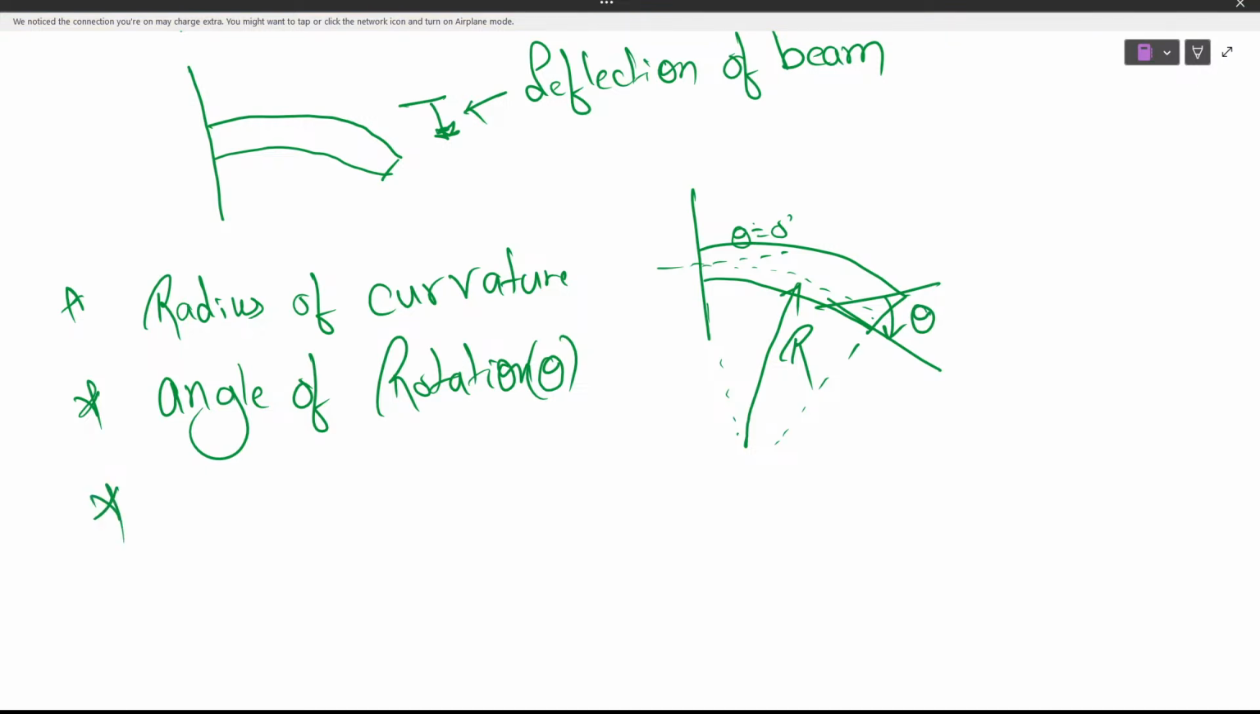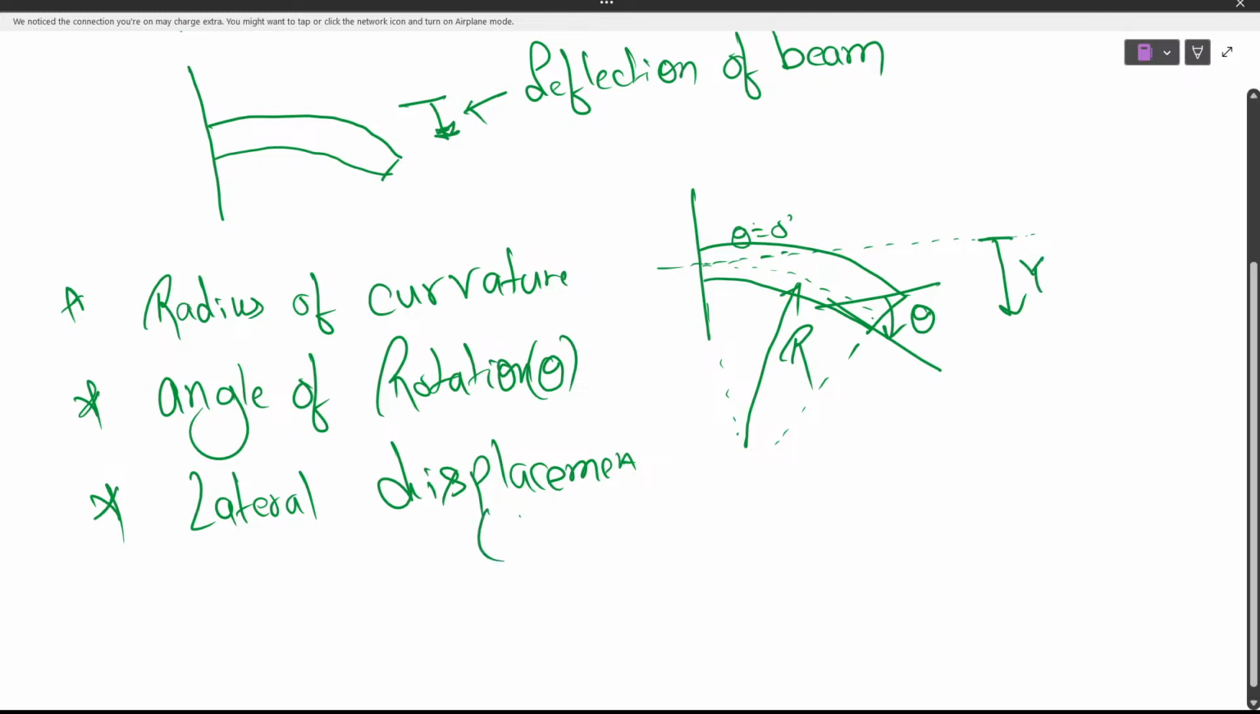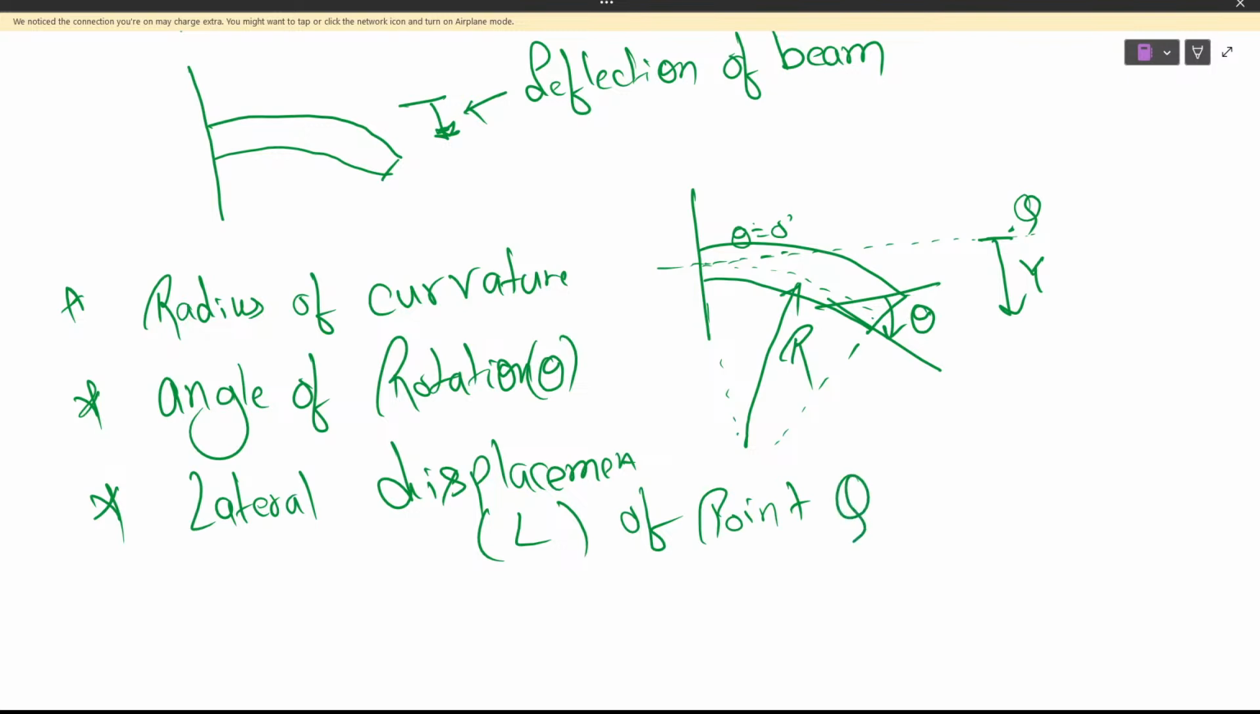And another method is lateral displacement. Lateral displacement means that when the beam is not bent, it is straight like that, and when it bends, it goes down some distance. This y is known as the lateral displacement. If there is a point Q, then we say it is the lateral displacement of point Q.